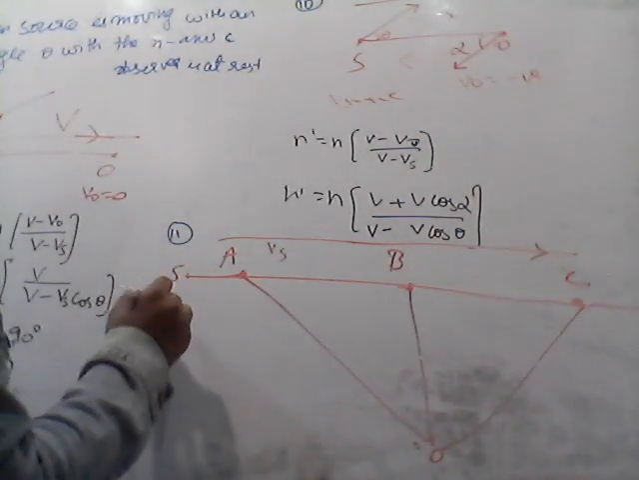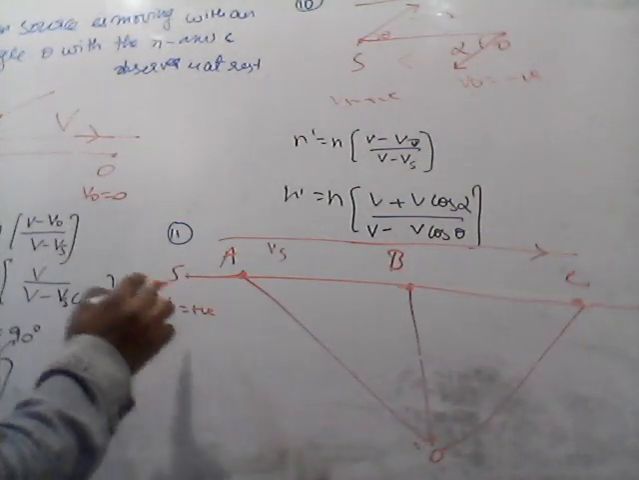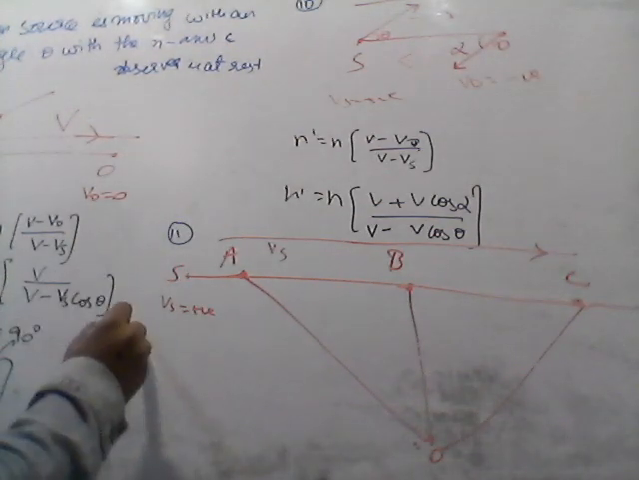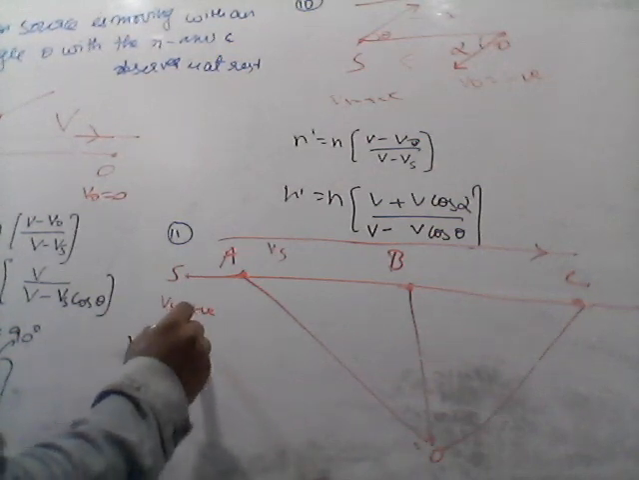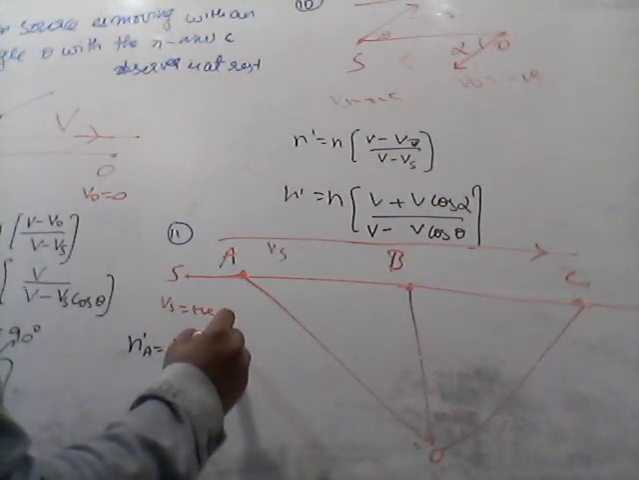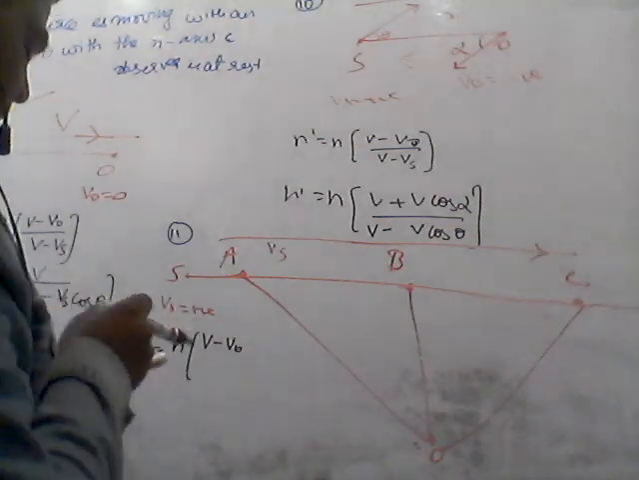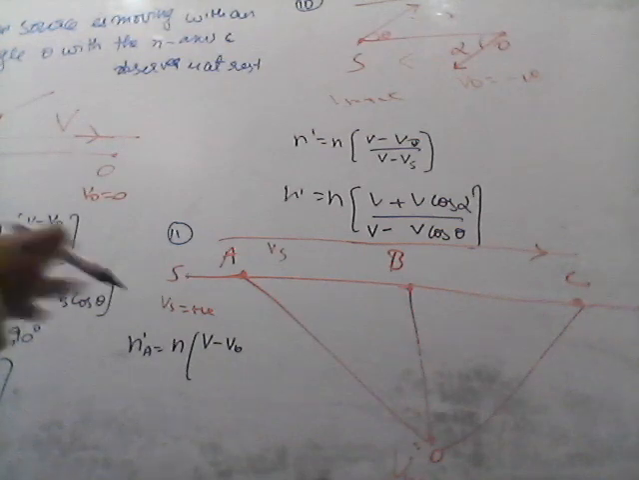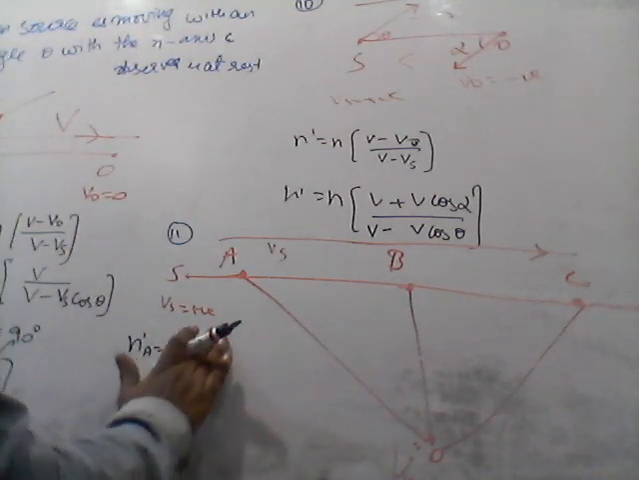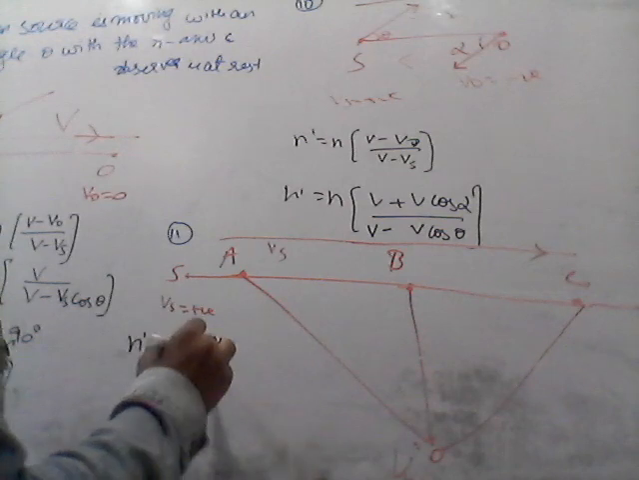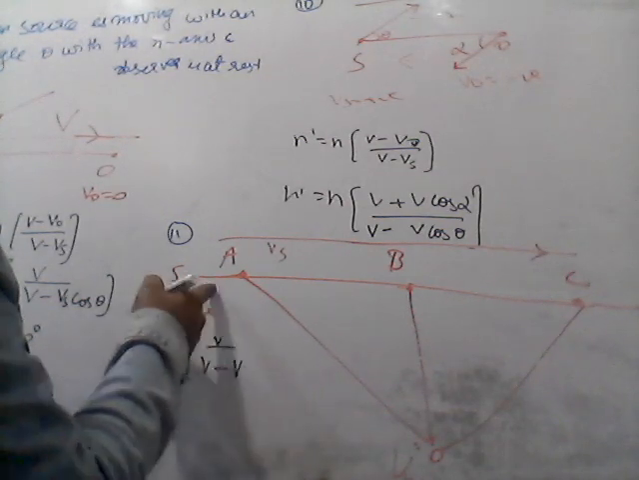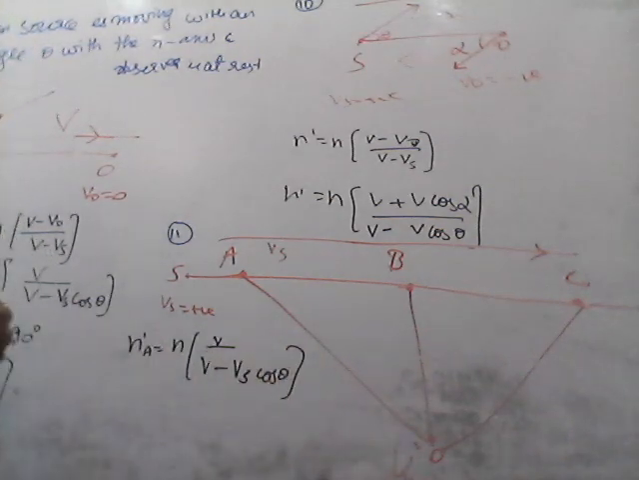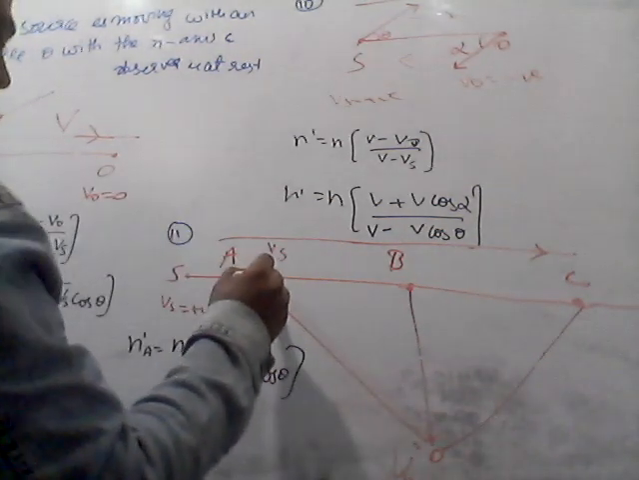So here, can I say Vs is positive? Now what does the formula become? For A, n dash A is n into V minus Vo. We are assuming Vo as 0, simply to understand the case. So V by V minus Vs cos theta. Suppose it is making an angle theta.